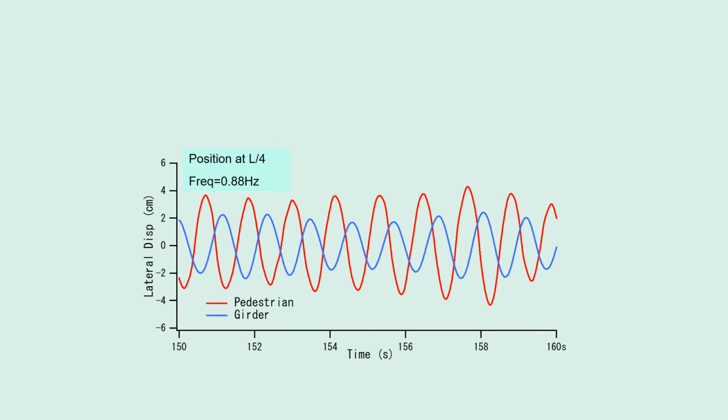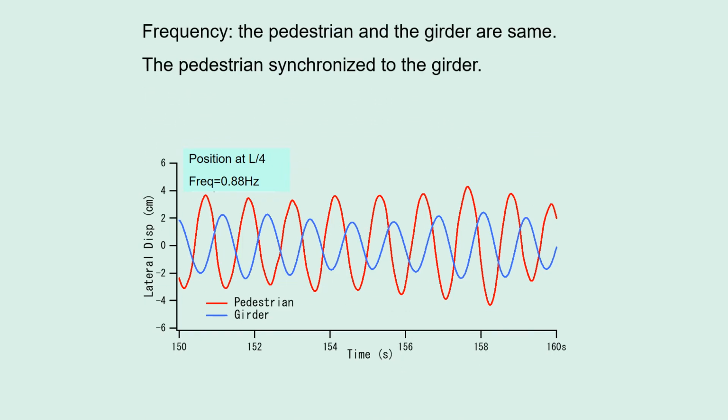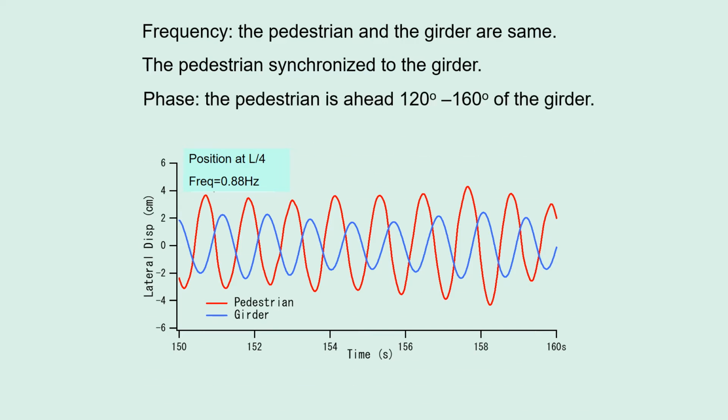This shows the lateral displacements of the girder and the monitored pedestrian at the quarter span position. It is seen that both have sinusoidal curves with the same frequency, and so the pedestrian synchronized to the girder. However, there is a time lag between the two lines. As for the phase, the pedestrian is ahead of the girder by 120 to 160 degrees. This was a new finding.